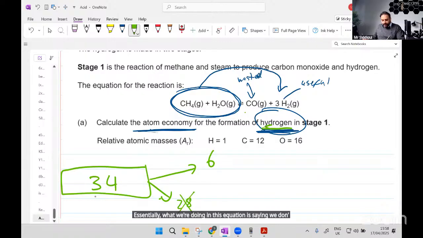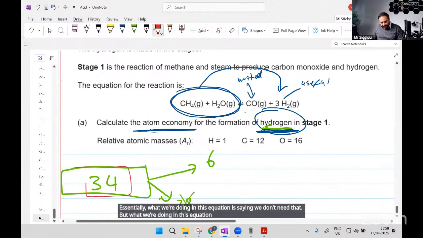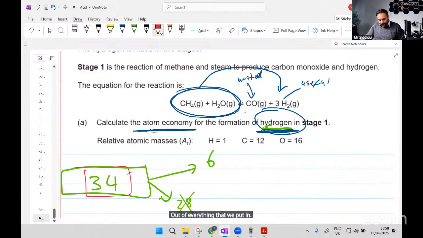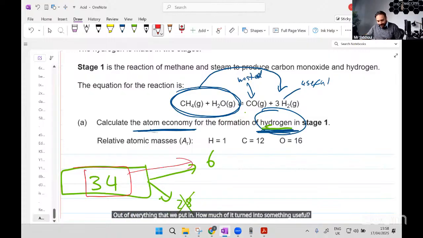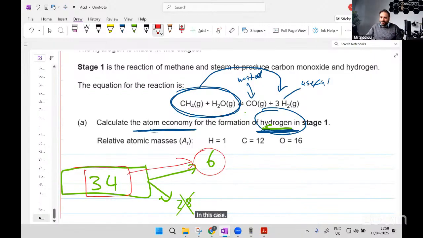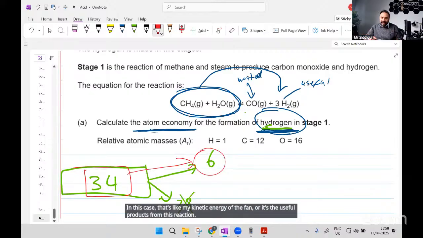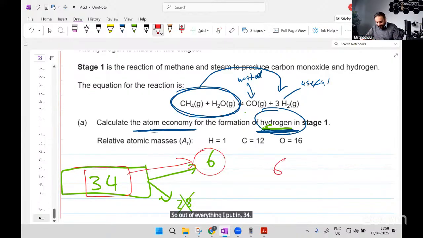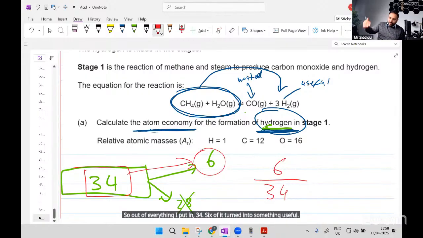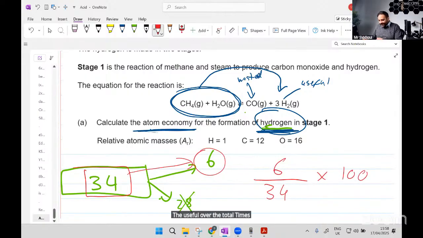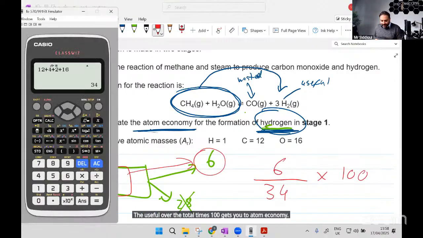But what we're doing in this equation is saying out of everything that we put in, think of the electrical energy into the fan, how much of it turned into something useful? In this case, that's like my kinetic energy of the fan, or it's the useful product from this reaction. So out of everything I put in, 34, 6 of it turned into something useful. The useful over the total times 100 gets you to atom economy, just like it gets you to efficiency.